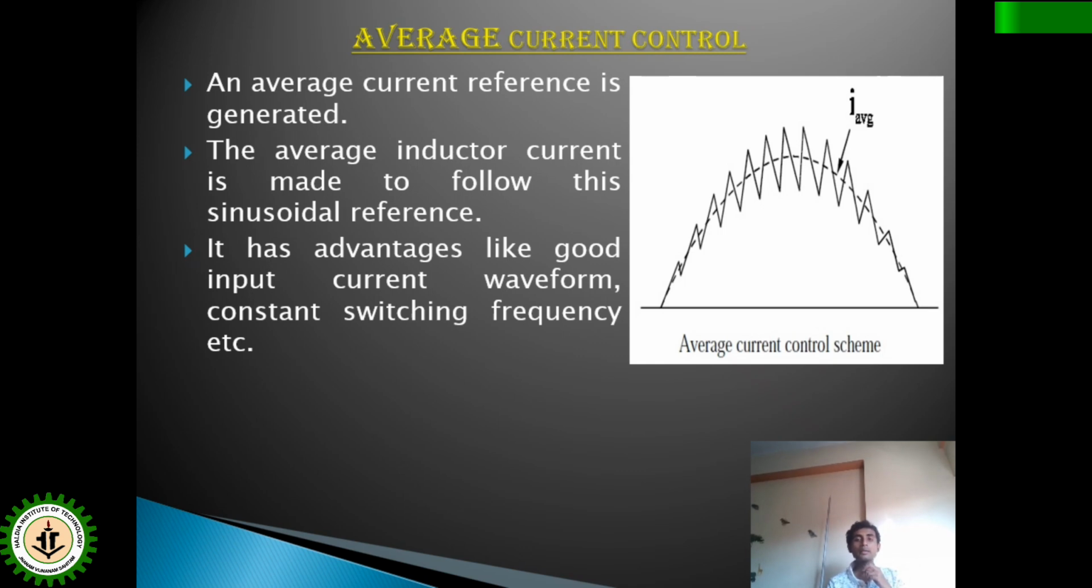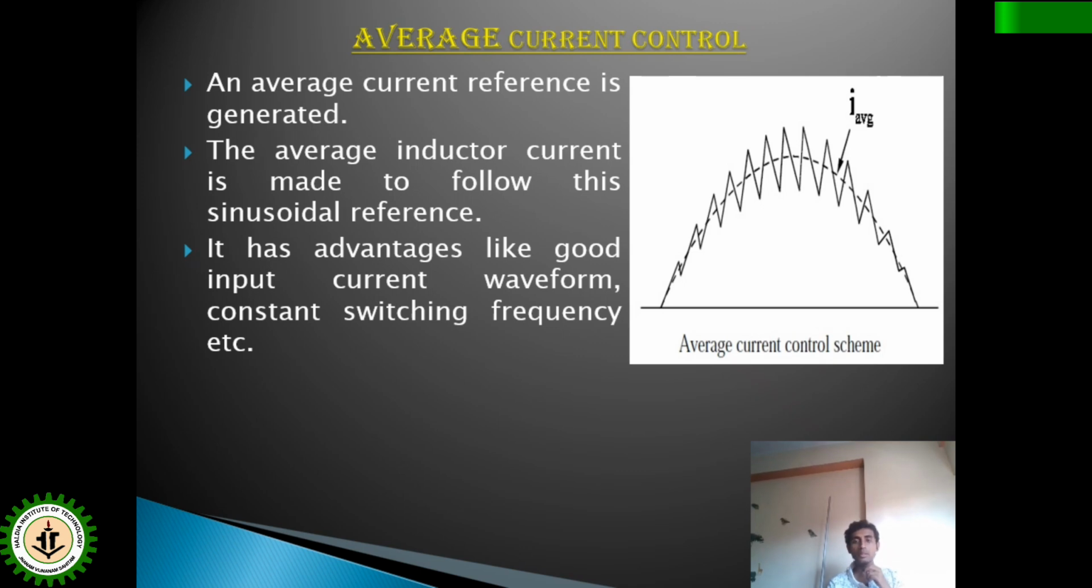That inductor current IL will have some ripples. That means as current is increasing and decreasing, it has some ripples. But the average of it is properly sinusoidal. So if we can make inductor current IL follow this reference, the power factor obviously will be improved, as the average is properly sinusoidal.